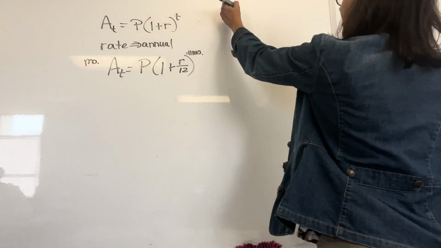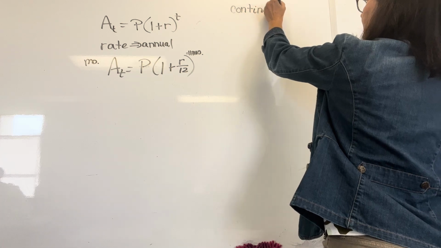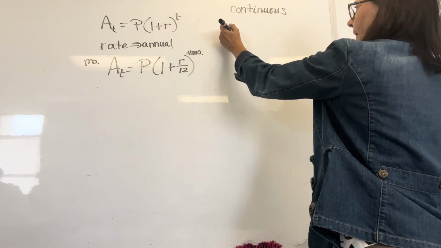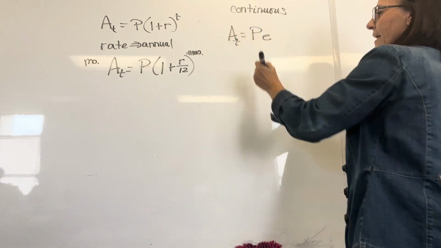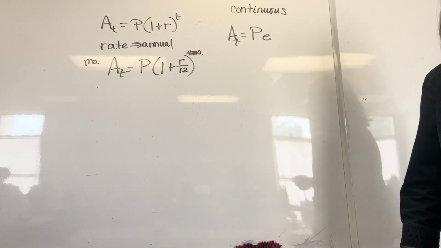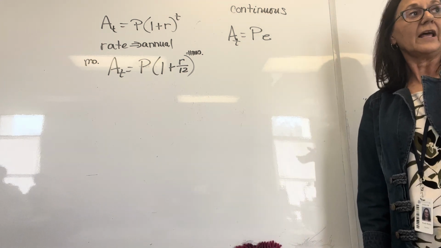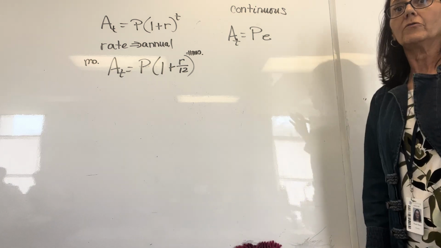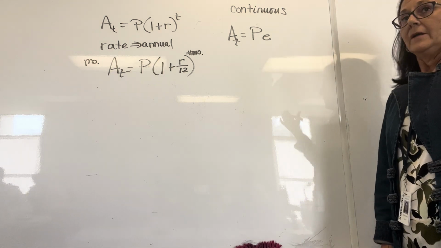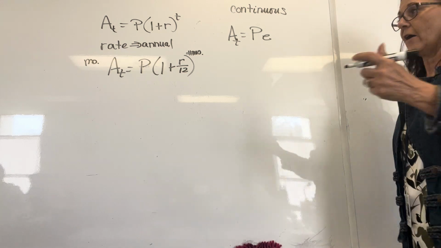When it is continuous compounding, when you hear the word continuous, then it is PERT. The amount over time equals the principal times E. Does anybody remember what E is? When do we use E? It's in our calculator, but it's exponential growth, continuous growth, and it's related to the natural log. Does anybody remember the value of E?